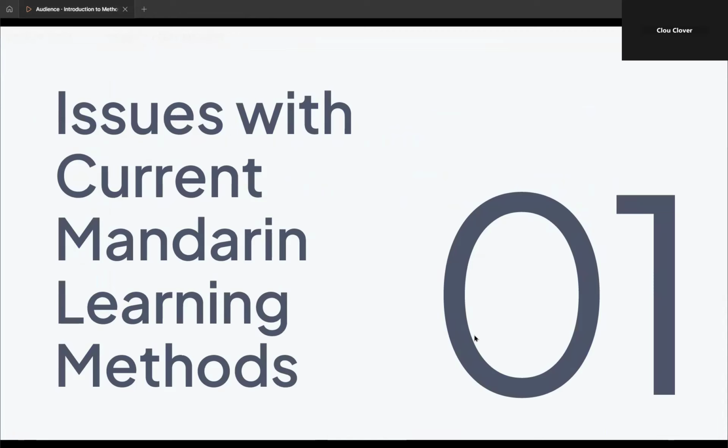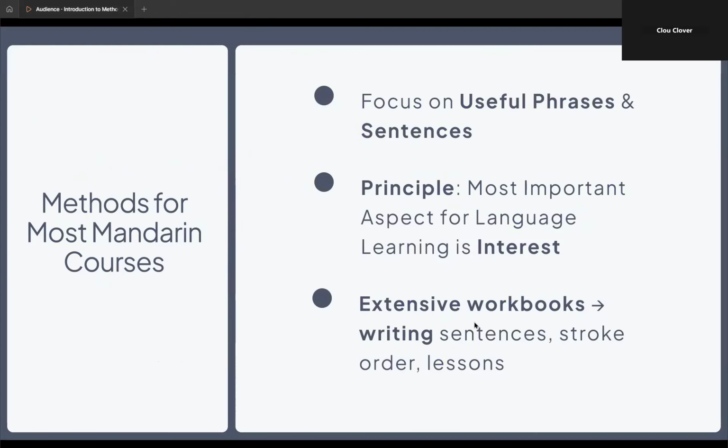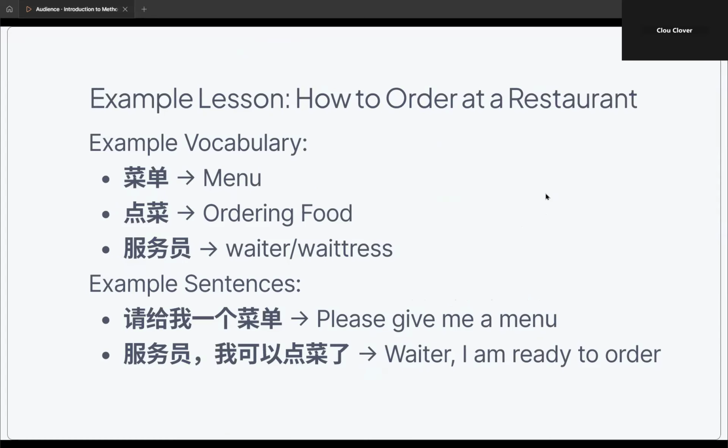So, issues with current Mandarin learning methods. First, what is the method for most Mandarin courses? It focuses on useful phrases and sentences. It follows the principle that the most important aspect of language learning is interest, and it follows extensive workbooks such as writing sentences, stroke orders, and lessons. This all sounds really good, right?